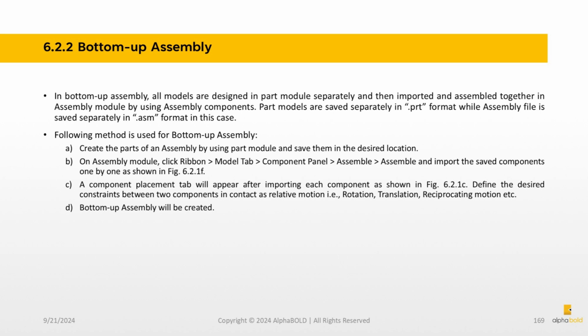Create the parts of an assembly by using part module and save them in the desired location. In assembly module, click ribbon model tab, component panel, assemble, and import the saved components one by one. A component placement tab will appear after importing each component. Define the desired constraints between 2 components in contact as relative motion, i.e., rotation, translation, reciprocating motion, etc. Bottom-up assembly will be created.